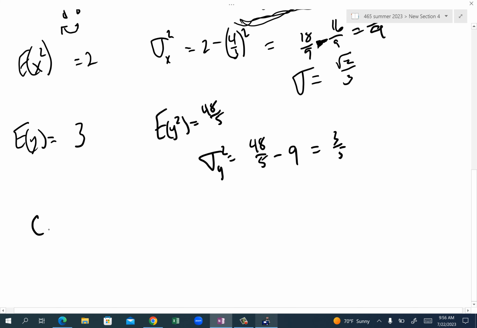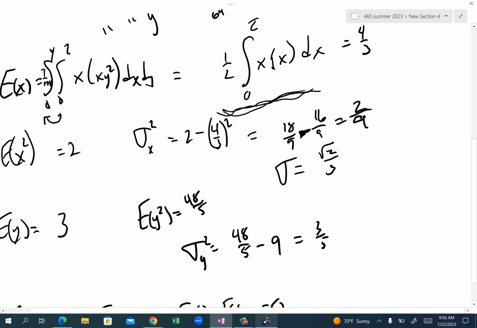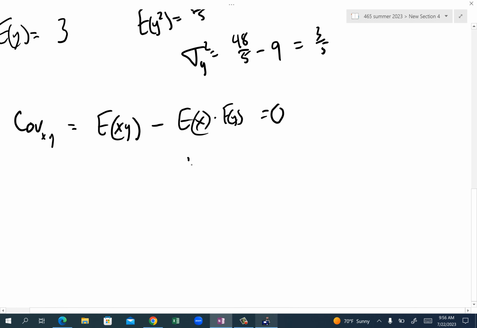You could do covariance. Hey, what's the covariance of x and y? Remember, that's the expected value of x and y minus the expected value of x times the expected value of y. I'll tell you right now, it's going to be 0. How do I know that? Because they're independent. That's another way to say that x and y are independent if this is true. And so you're going to have 3 and you're going to have 4/3. 4/3 times 3 is 4, which means the expected value of x and y is going to have to also be 4. Check me, let's find out.